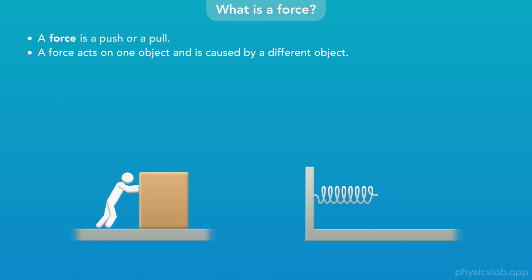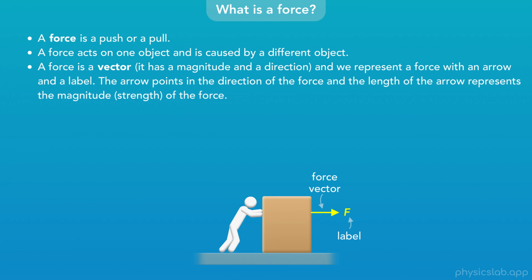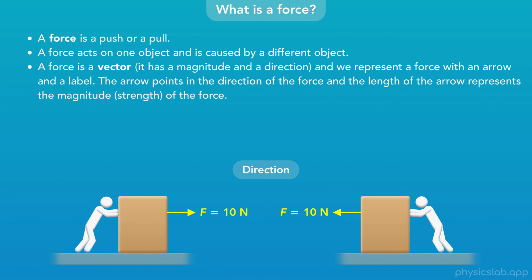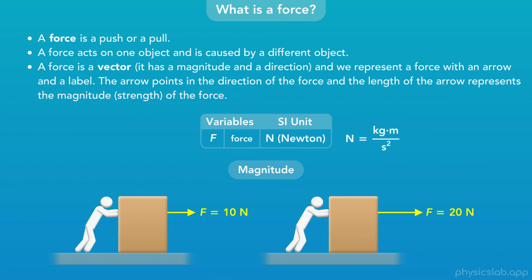We can't see a force, but sometimes we can see the effects of a force, like when an object moves or stretches like a spring. A force is a vector. It has a magnitude and a direction, and we represent a force with an arrow and a label. The arrow points in the direction of the force, and the length of the arrow represents the magnitude or the strength of the force. The SI unit for force is a Newton, capital N, which is equal to 1 kilogram meter per second squared.